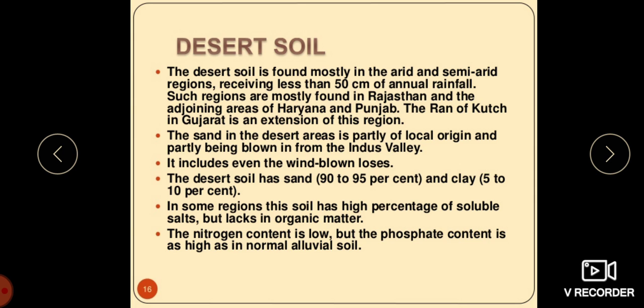India has approximately 4% of the total area covered with desert soil, in the regions of Rajasthan, the areas of Punjab and Haryana lying between the Indus and the Aravalli, the Rann of Kutch in Gujarat, and the coastal regions of Orissa, Tamil Nadu and Kerala.